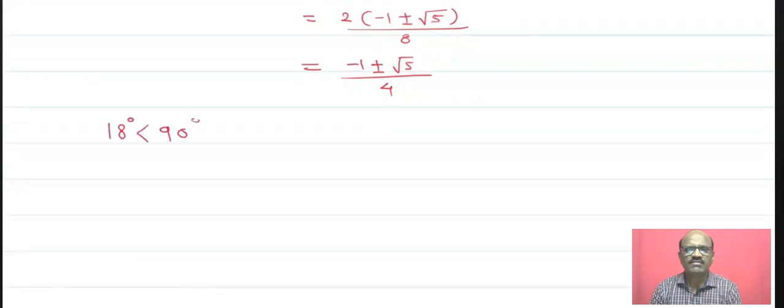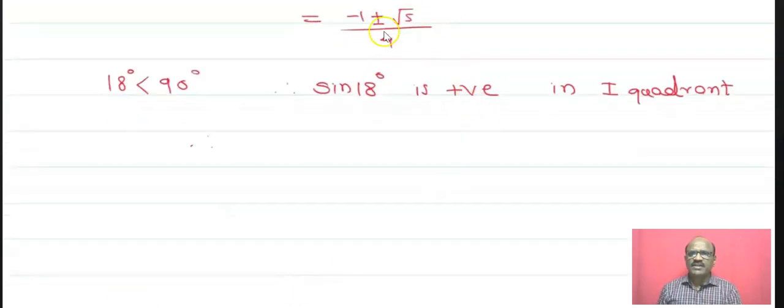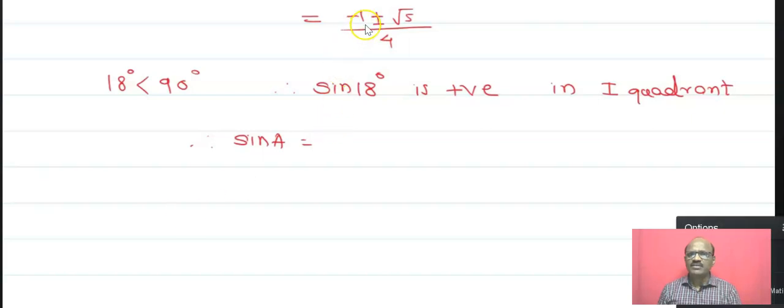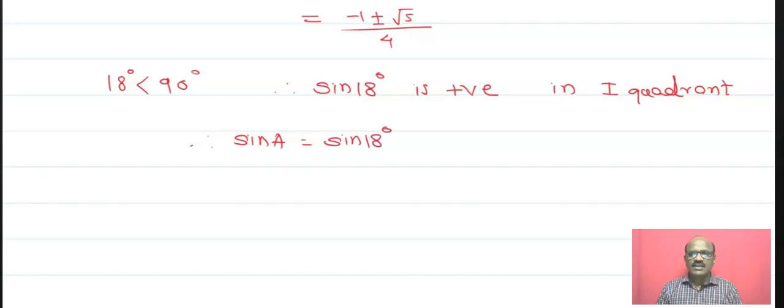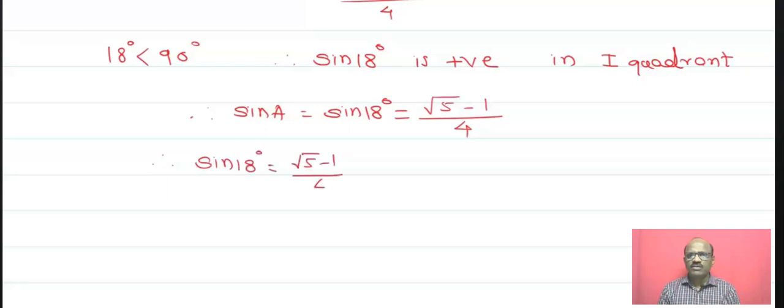This is the value of sine A, but the angle 18 is less than 90, therefore sine of 18 is positive, which is in the first quadrant. Therefore we will take here the value minus 1 plus root 5 upon 4. See this? Therefore the value of sine A is equal to sine of 18, and that is equal to root of 5 minus 1 upon 4. This is the value. We have found the value of sine of 18, root of 5 minus 1 upon 4.